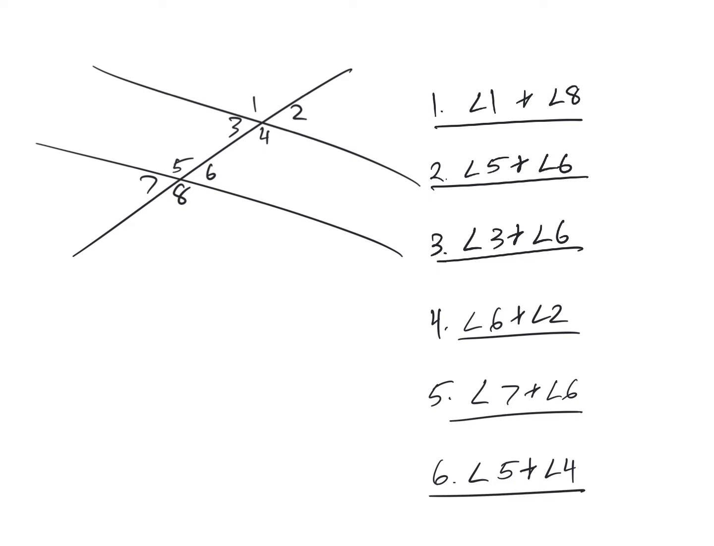Number 1. Angle 1 and 8 is alternate exterior angles. They're alternating. They're on opposite sides of the transversal. And they're both exterior. Number 2, 5 and 6, they're at the same intersection, so it can't be any of those 4 words. So 5 and 6 are a linear pair.